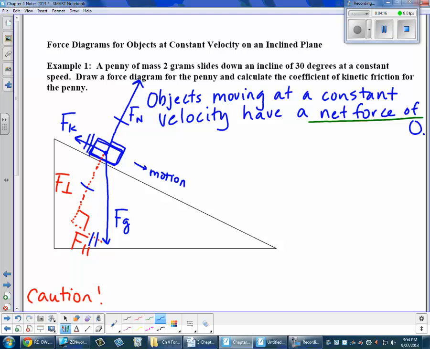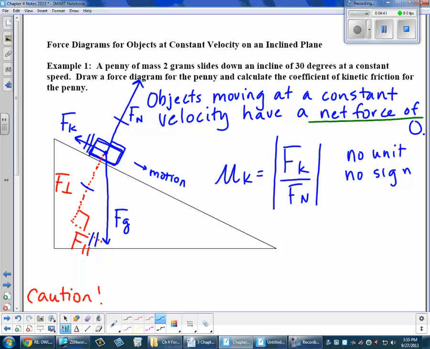Okay, so I've drawn my force diagram, and now what I need to do is calculate the coefficient of kinetic friction for the penny. The definition of coefficient of kinetic friction is Fk over Fn. And you may remember that coefficient of friction is unitless, and it doesn't have a sign. So sometimes you'll see it drawn with an absolute value symbol around it because the sign doesn't matter.